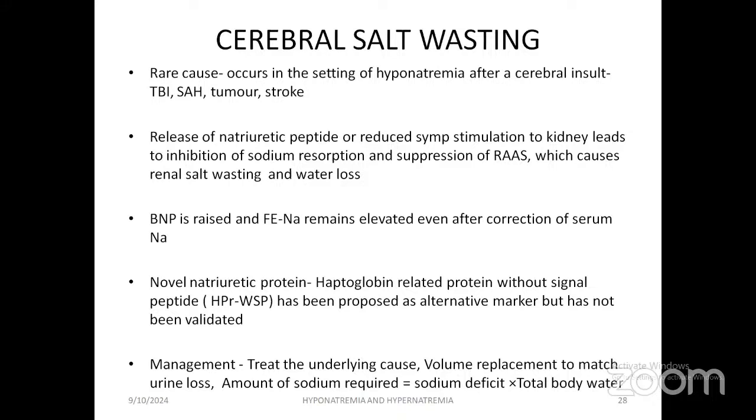Coming to cerebral salt wasting, it is usually a rare cause that occurs in setting of hyponatremia after a cerebral insult, that is traumatic brain injury, subarachnoid hemorrhage, a tumor, or stroke.